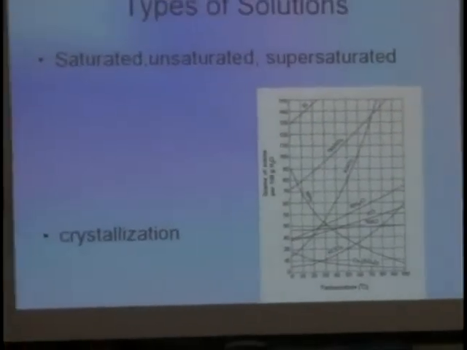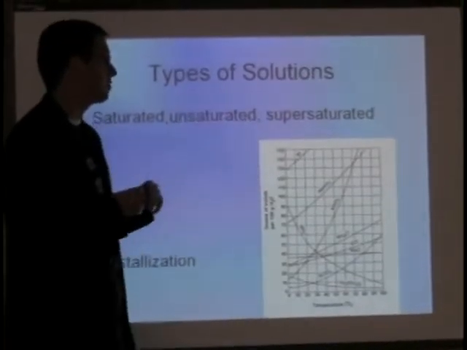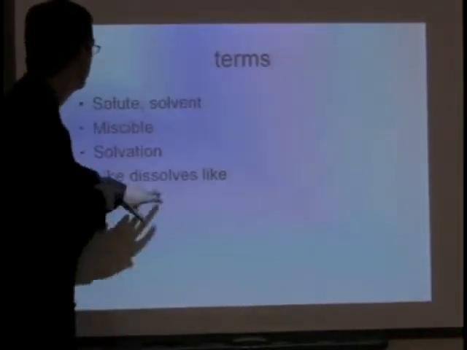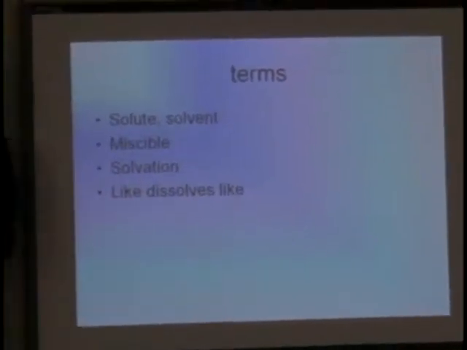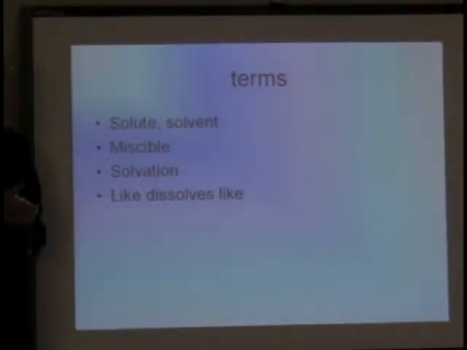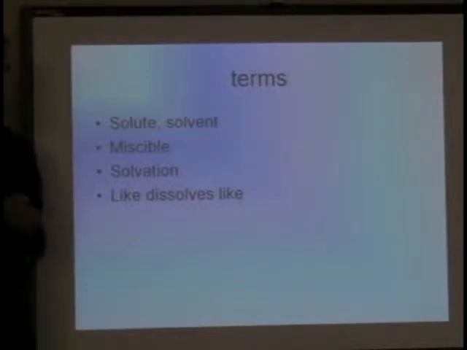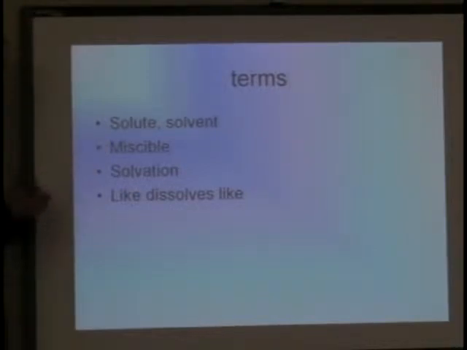By the way, crystallization is what you will see in a supersaturated solution if you add more solute. So if you add more solute to a supersaturated solution, it will crystallize out. Some terms that they bring up in this chapter are solute and solvent. Once again, the solute is the thing being dissolved. The solvent is doing the dissolving because there's more of it. Miscible refers to being able to mix. Immiscible is unable to mix.